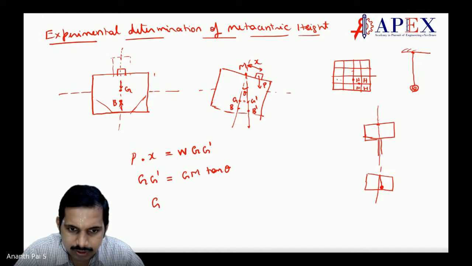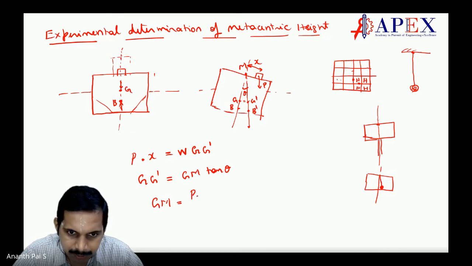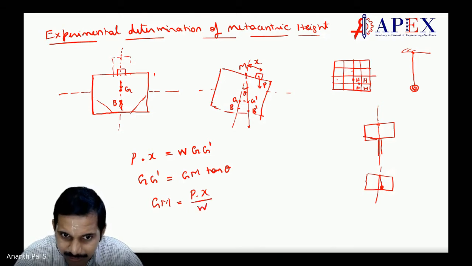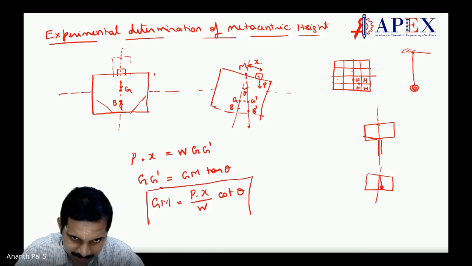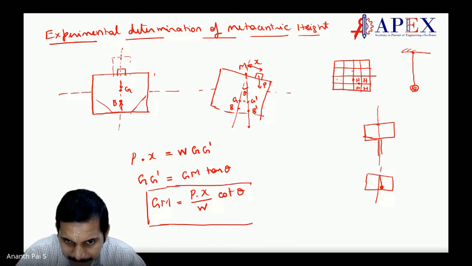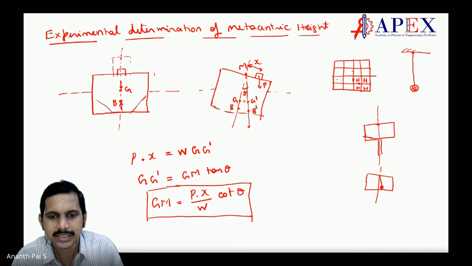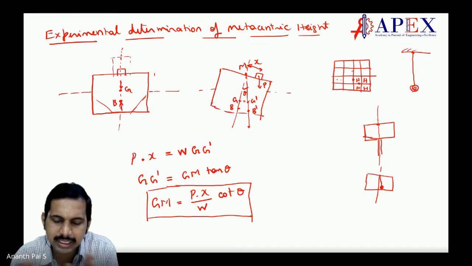So now I can write GM is equal to GG dash divided by tan theta. We know what GG dash is: P into X divided by W. So GM is equal to GG dash divided by tan theta, which is cot theta. Agreed? So GM depends on what? Come on, students, theta, correct? GM also depends on theta, right? So these can be changed. P into X changes theta after all. So metacentric height is a function of theta.